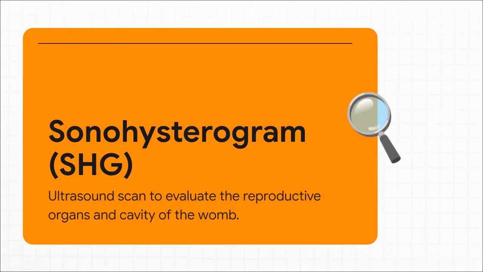Let's unpack this. SHG stands for Sonohysterogram. Kind of a mouthful, but simply put, it's an ultrasound scan test. That's really it, an ultrasound. It's used to evaluate the reproductive organs right within the female pelvis.